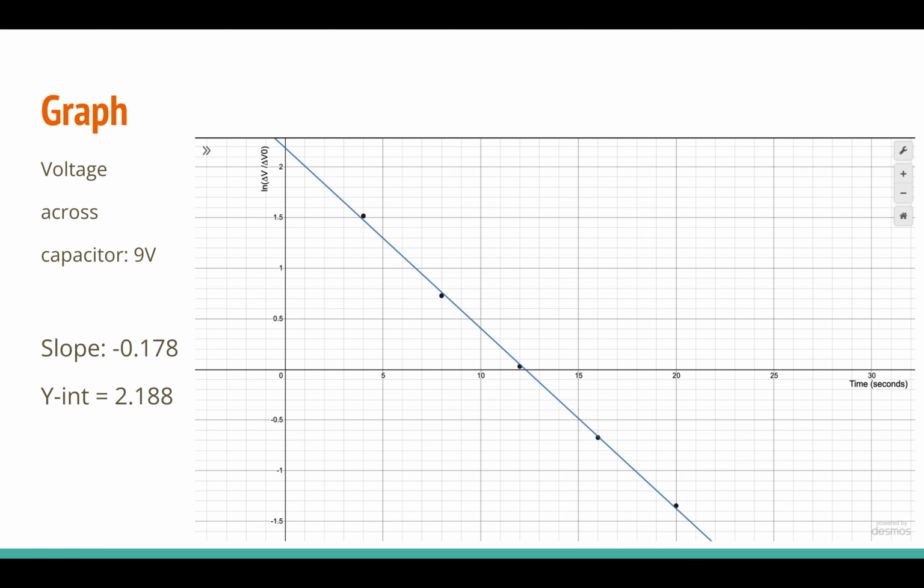This is the graph I got, graphing ln of delta V over delta V initial on the y-axis, and time in seconds on the x-axis. And the line of best fit I got had a slope of negative 0.178, and the y-intercept was at 2.188. The voltage across the capacitor that they asked me to measure was 9 volts.